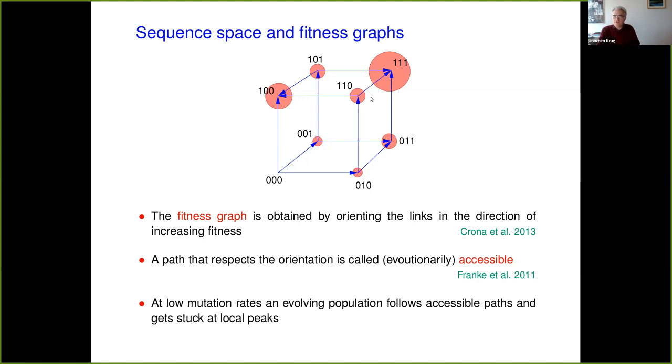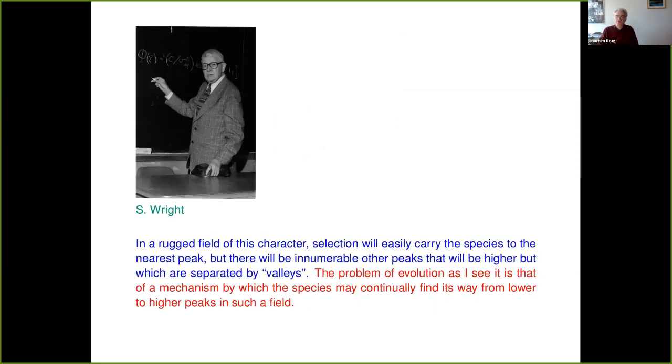And so this idea of a fitness landscape having many peaks and populations getting stuck on these peaks is something that was very much on the mind already of Sewall Wright. This is an image of his that also indicates his dual talents as a theoretician and an experimentalist who worked with guinea pigs.